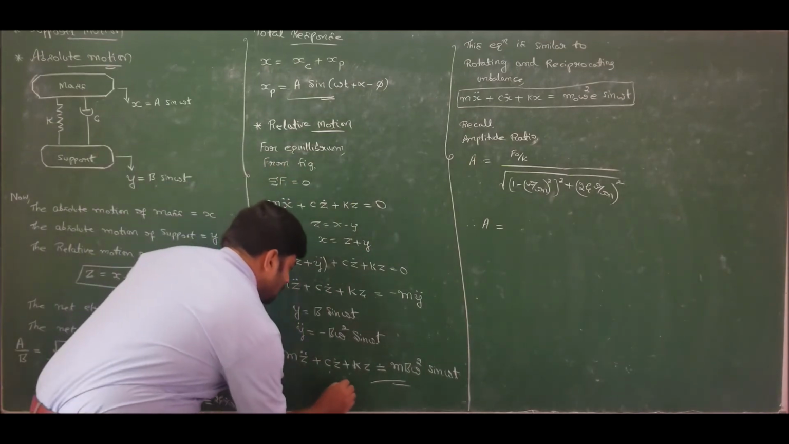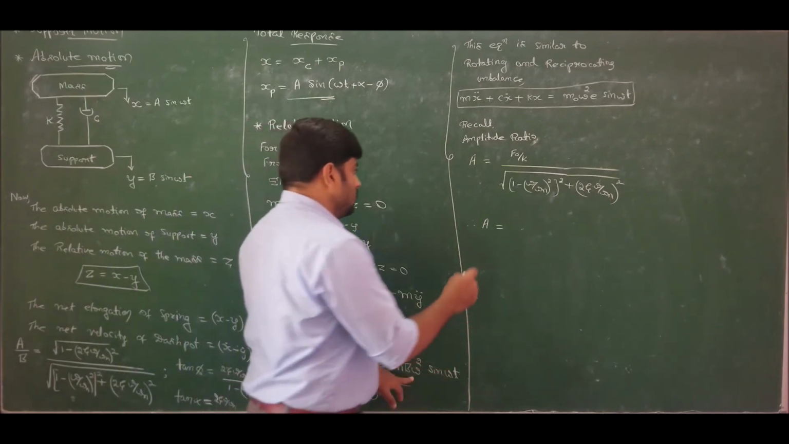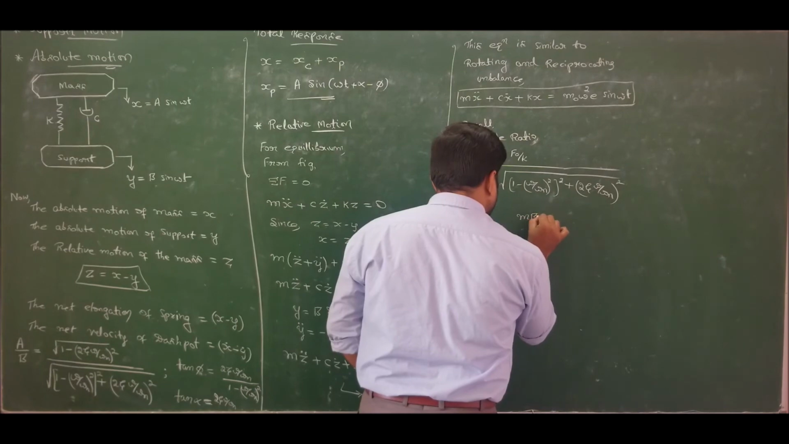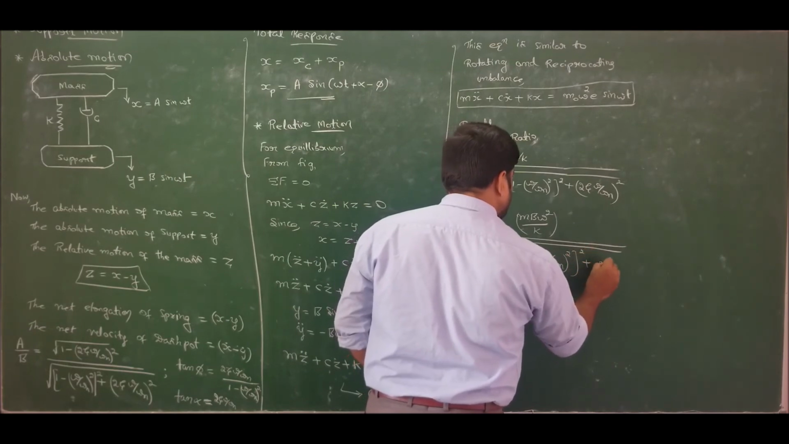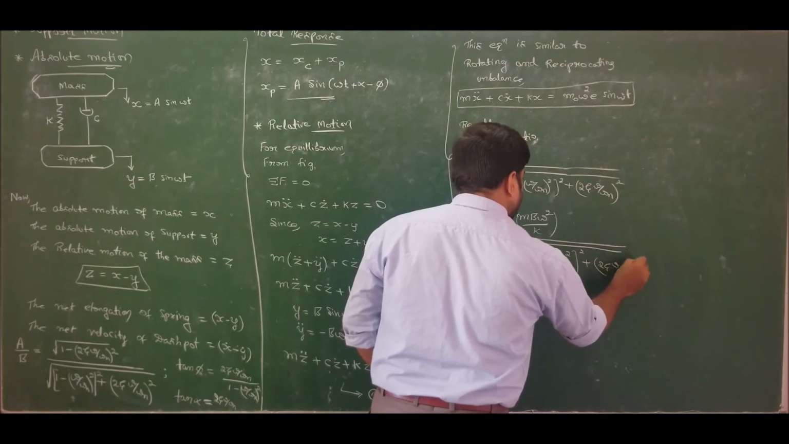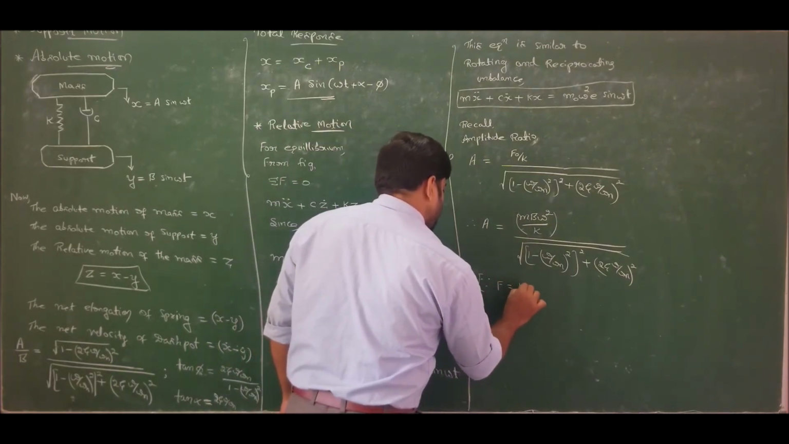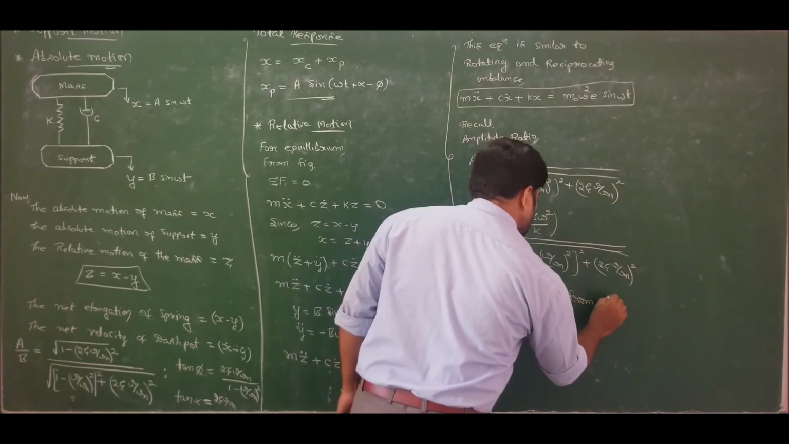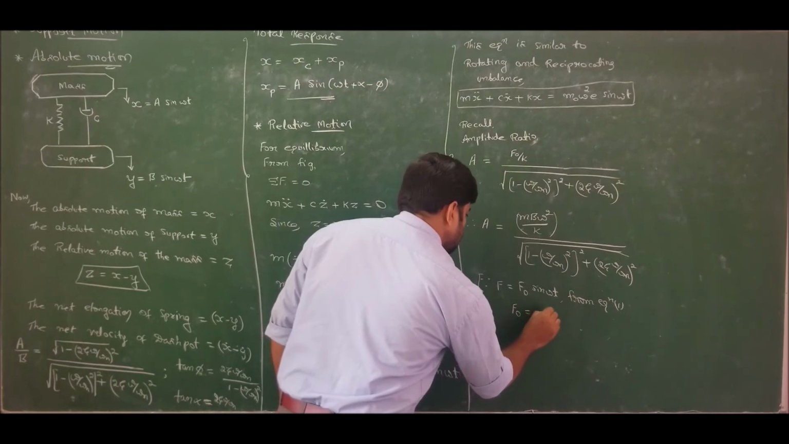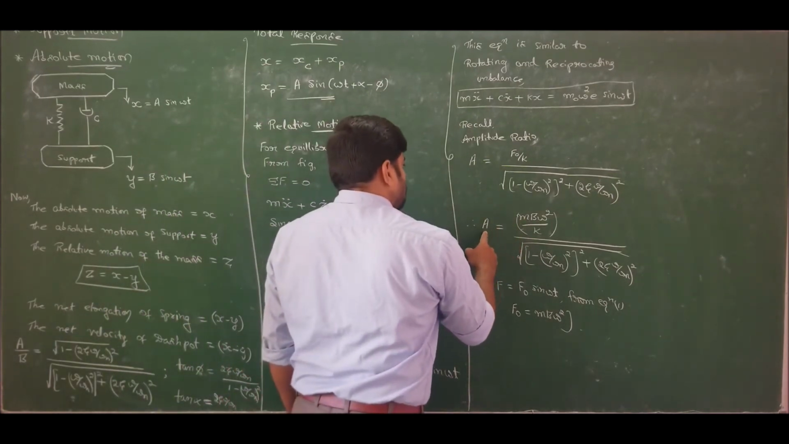For relative motion, let us take this as equation 1. From equation 1, what is the value of F? F is equal to m b omega square. So m b omega square by k divided by root of (1 minus (omega by omega n) whole square) whole square plus (2 zeta omega by omega n) whole square. Because F equals F naught sin omega t, from equation 1, F naught is equal to m b omega square. Now if I simplify, what am I going to get here?